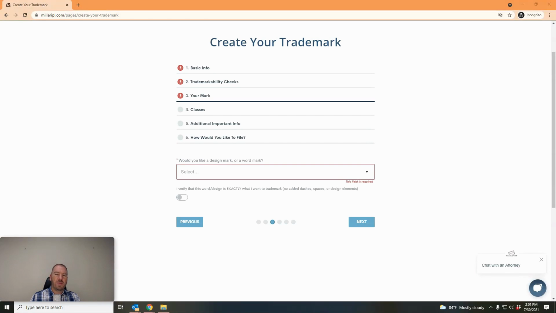A word mark is just the opposite. A word mark protects just the use of the word. If you think of Nike, the word Nike, not the swoosh, which is a design, the word Nike is the word mark. So it doesn't matter if it's a different color of font, a different font type, or a different size. You're protecting the use of the word.